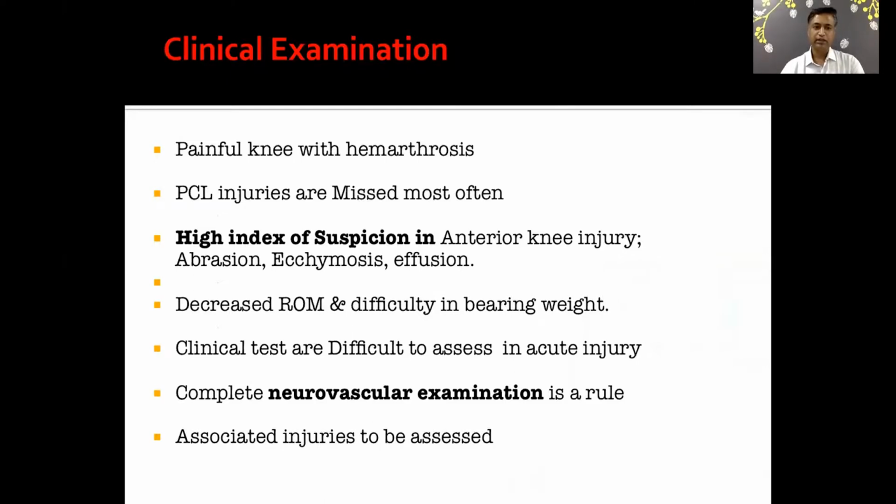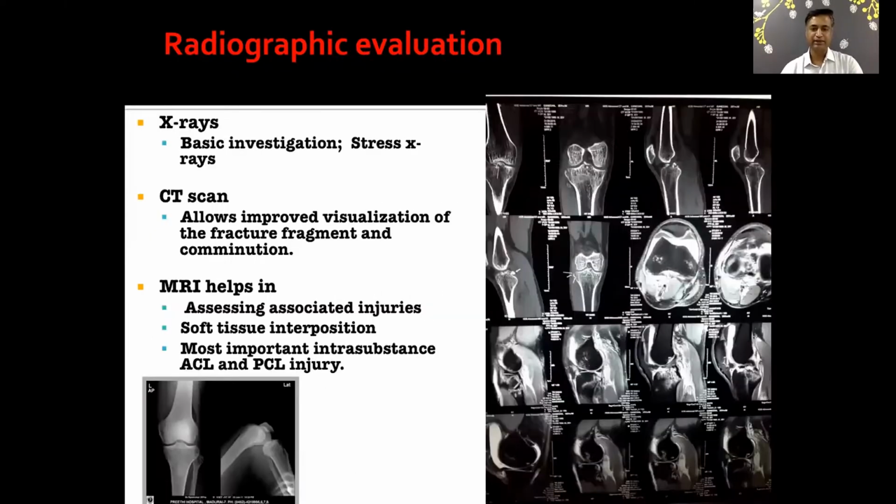So sometimes the PCL injury patient will not have much hemarthrosis and can miss these injuries. So assessing clinical stability in the acute scenario will be very difficult. So you have to aspirate, give some time, and then do an assessment.